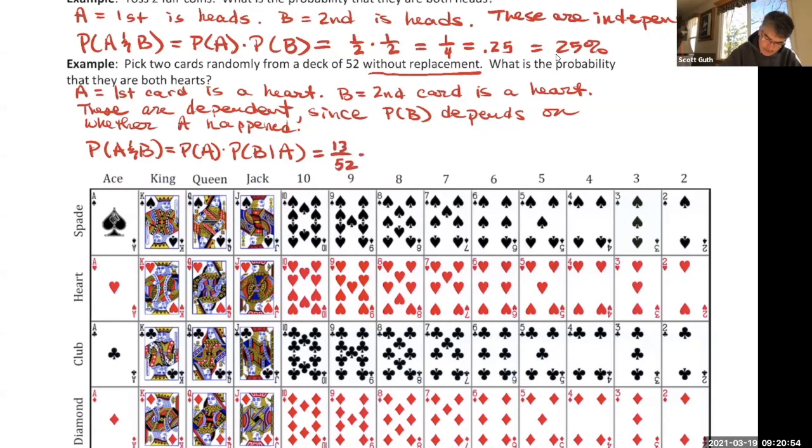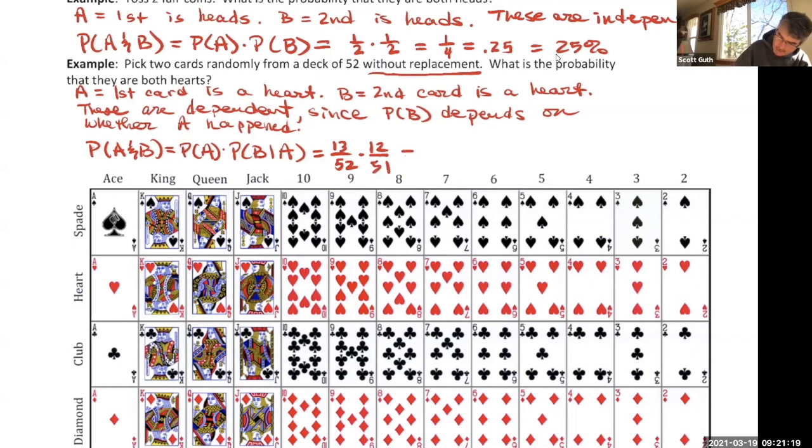And then next, we want to do the probability of B given A. Now you have to put your mindset in. The first card is a heart. It has been set aside. So now how many hearts are left? 12. Out of how many cards? 51. Good.